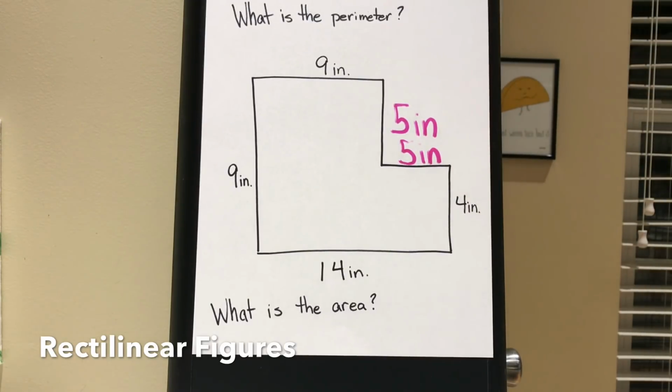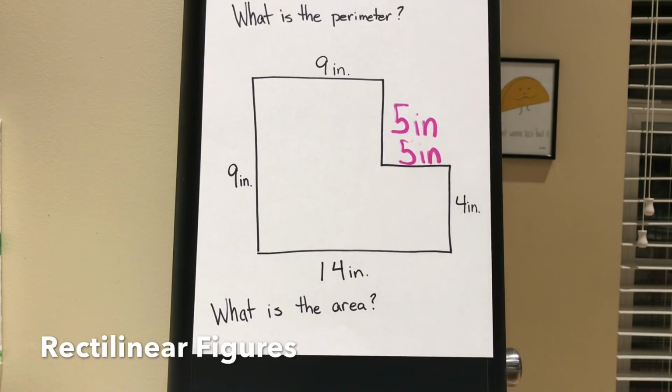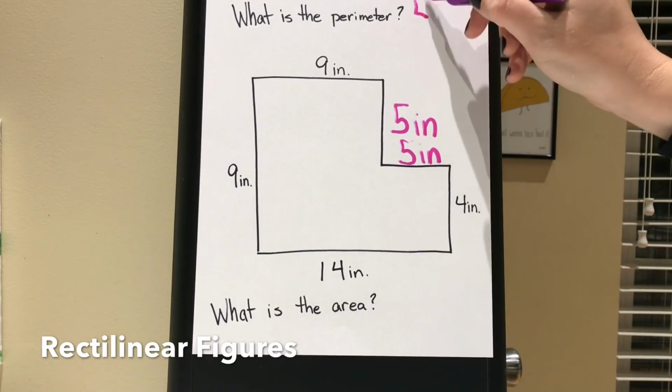Now we have our first question. What is the perimeter? Well, to find the perimeter, I must add up all of my sides. So, to figure that out, I start with my 2 5s, because those can bundle together to make a 10. 5 plus 5 is 10. 9 plus 9 is 18. So 10 plus 18 is 28. 28 plus 4 more is 32. 32 plus 14 more is 46. So our perimeter is 46.